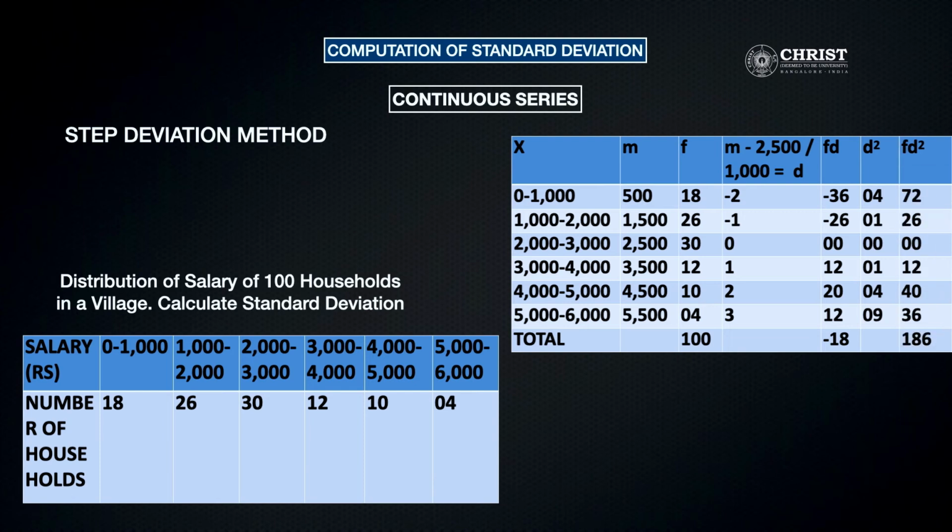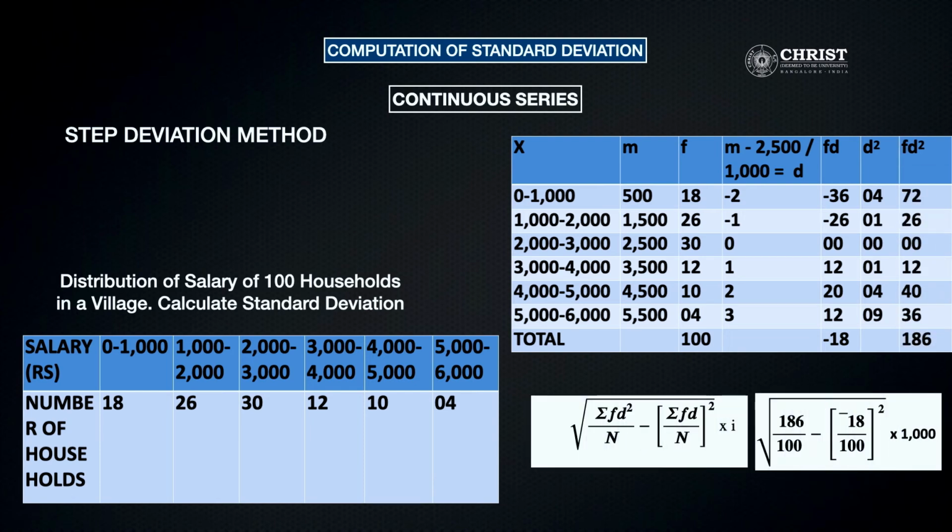So when you substitute the values in the equation, we will get the square root of 186 divided by 100 minus 18 divided by 100 squared, and you multiply by 1000. So you will get rupees 1351.9. That is the value of standard deviation.